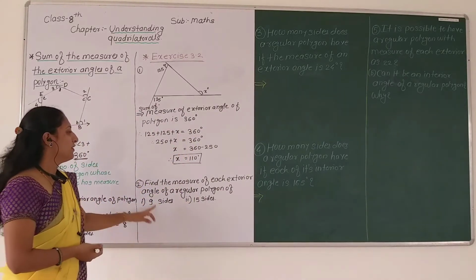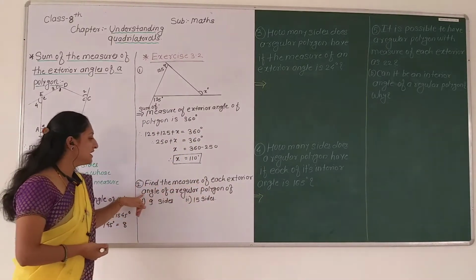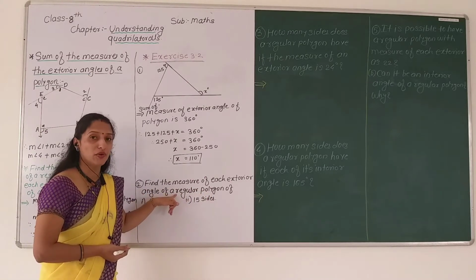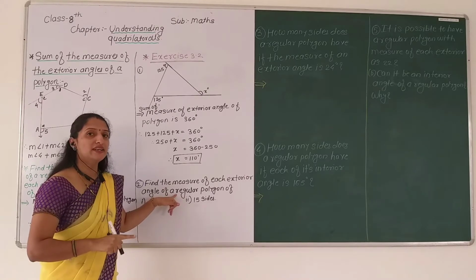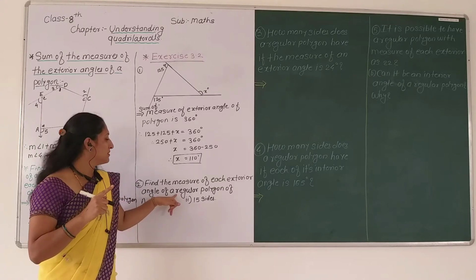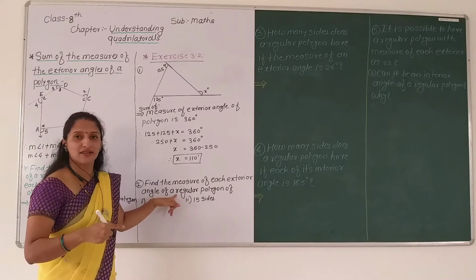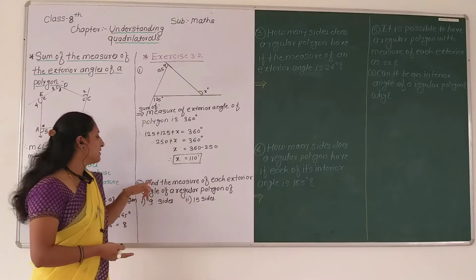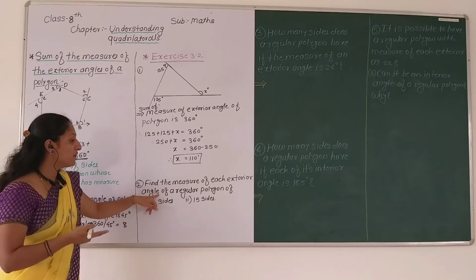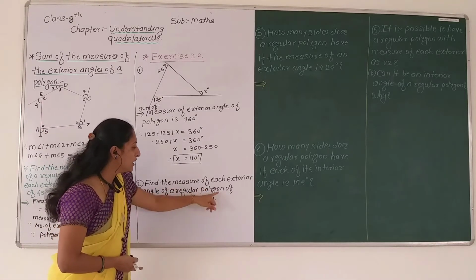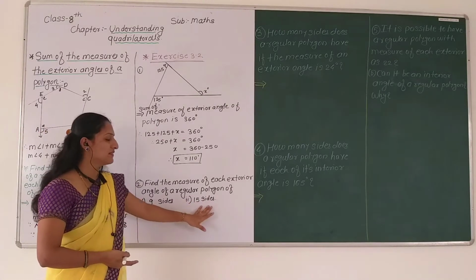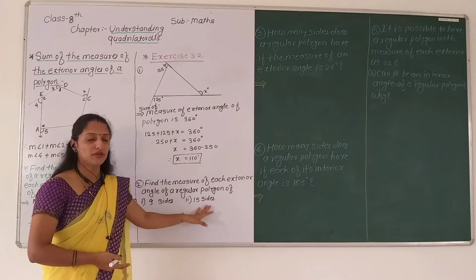Second example. Find the measure of each exterior angle of a regular polygon. Remember the word regular polygon. A regular polygon is equilateral and equiangular. That is, the polygon has the same sides and same angles. Find the measure of each exterior angle. We want to find the measure of the exterior angle of a regular polygon, the first one with 9 sides and the second one with 15 sides. Okay.